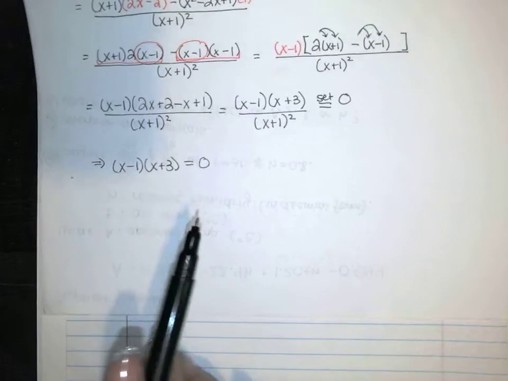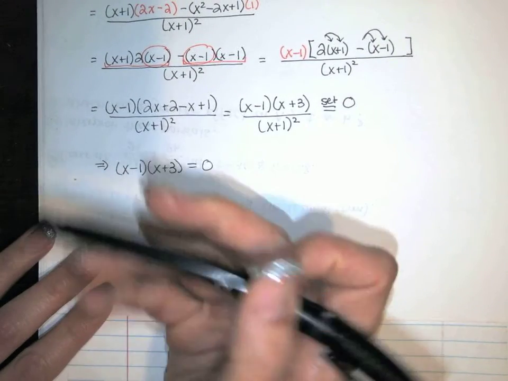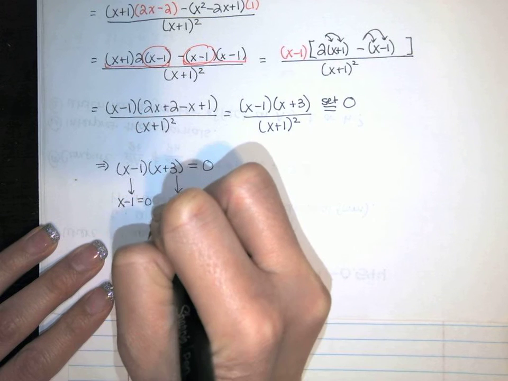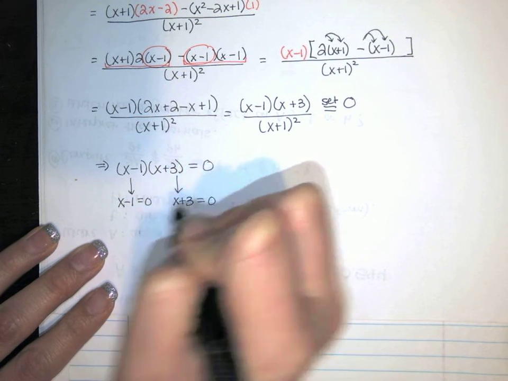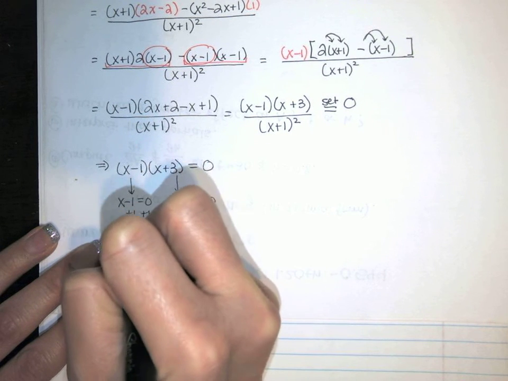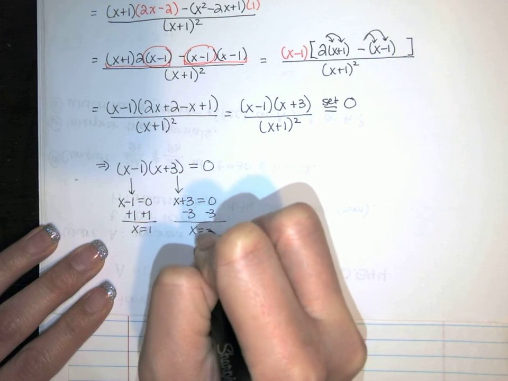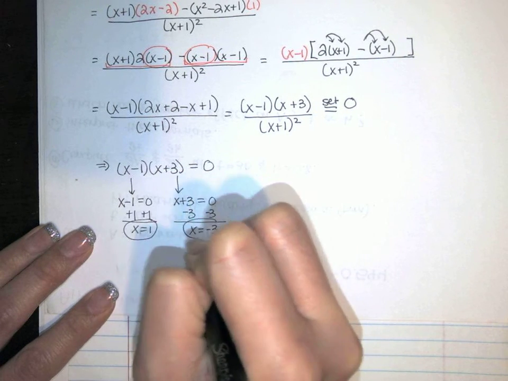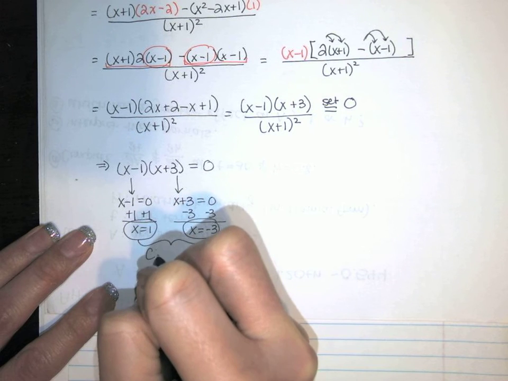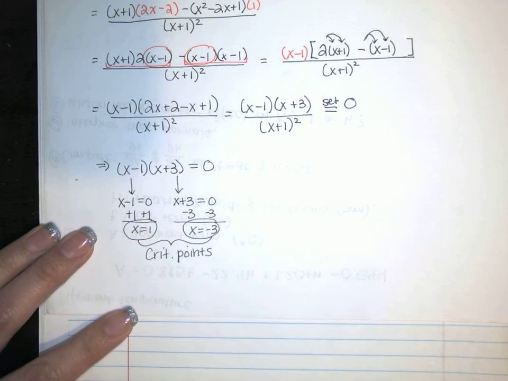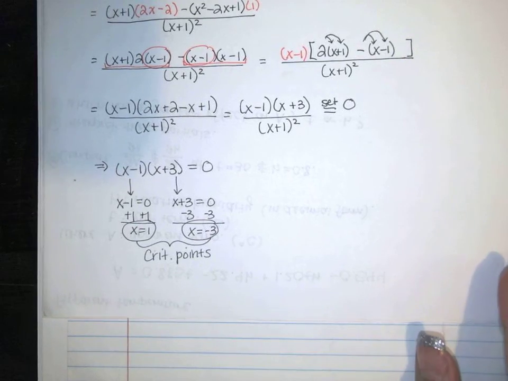Okay, so if this times this is 0, that means either the first factor is 0 or the second factor is 0. Take each of those and solve for x. Okay, so we've got two critical points. X equals 1 and x equals -3.